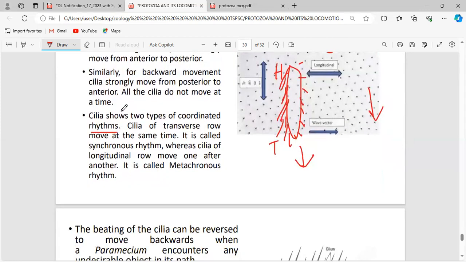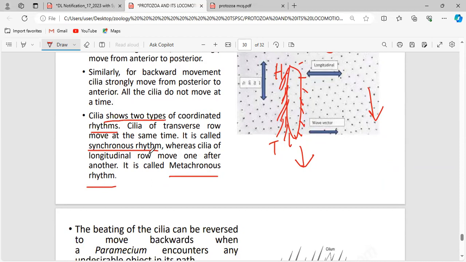Why I said this is a rhythmic movement means this shows two types of rhythms. That is why it is called the rhythmic movement. One is synchronous and the other is metachronous. Synchronous movement means when all the cilia move at the same time in the transverse direction, then it is called the synchronous rhythm.